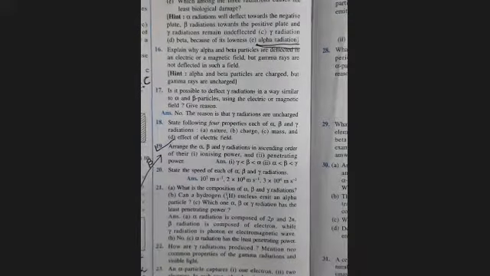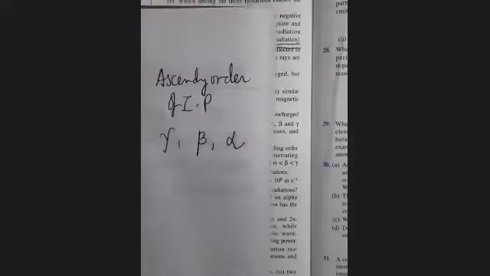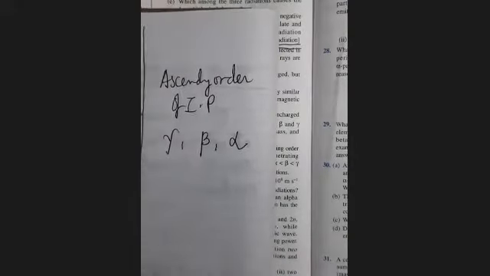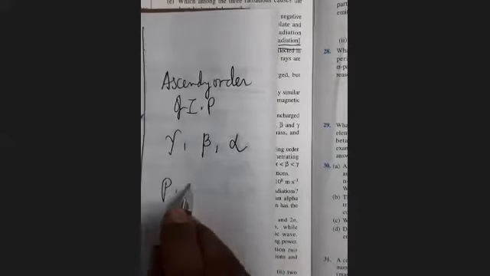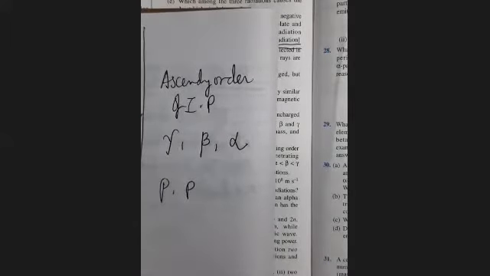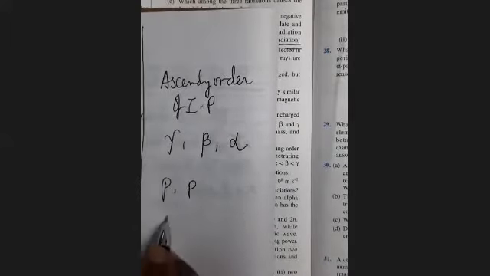After that, penetrating power. So see here, gamma has the most, alpha has the least. So alpha, beta, and gamma. This way you will write. It's clear.